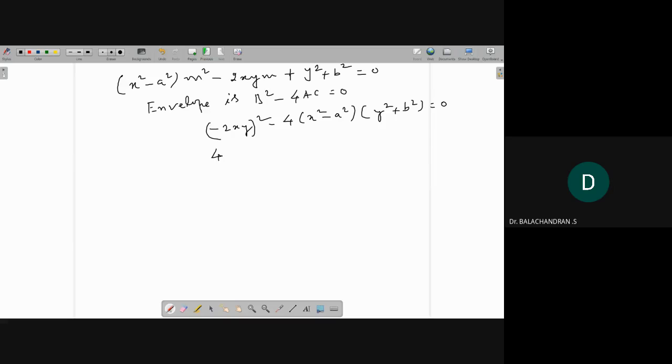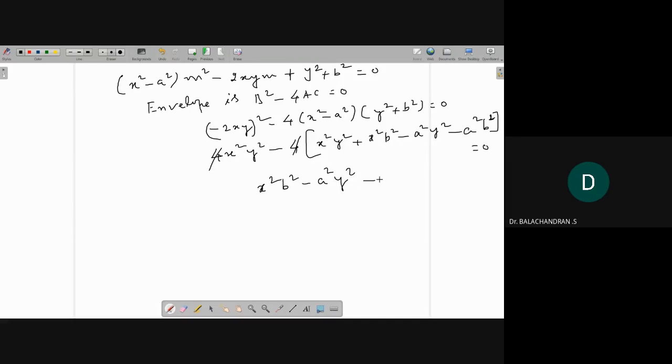Now if you simplify, you'll get 4x square y square minus 4 into, if you multiply these two, you'll get x square y square plus x square b square minus a square y square minus a square b square is equal to 0. So you can cancel 4 and 4. And x square y square minus x square y square gets cancelled. Okay, and then throughout multiply by minus sign. If we multiply throughout by minus sign, we'll get x square b square minus a square y square minus a square b square equal to 0.